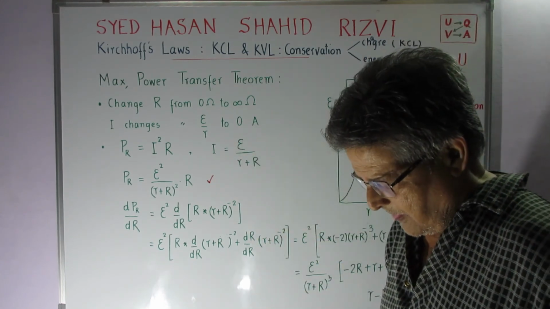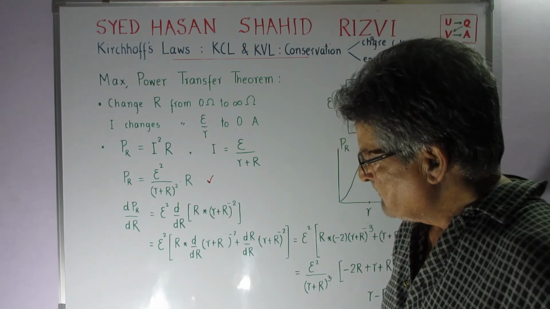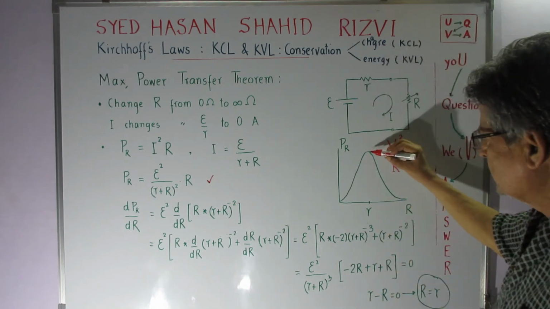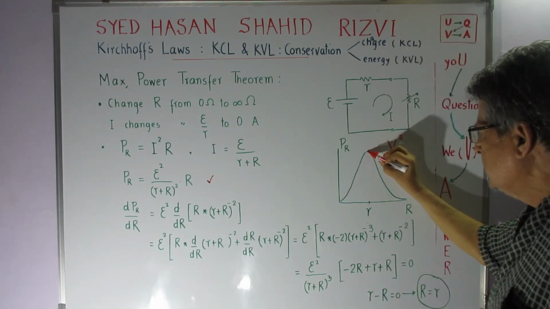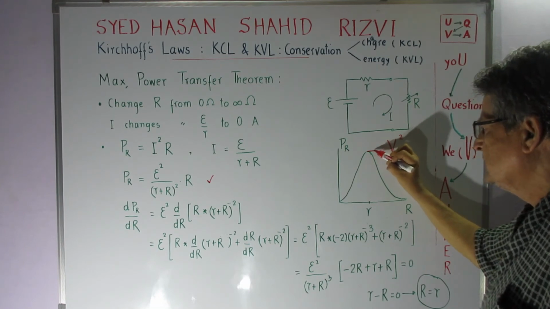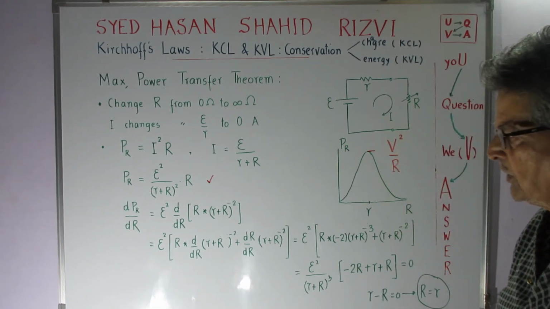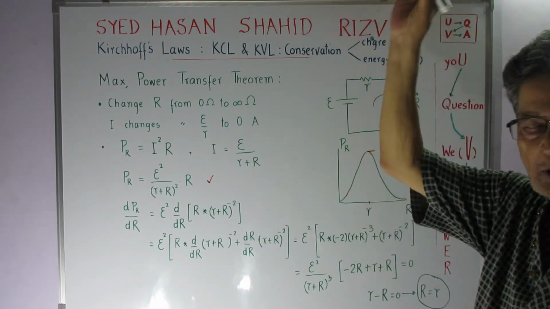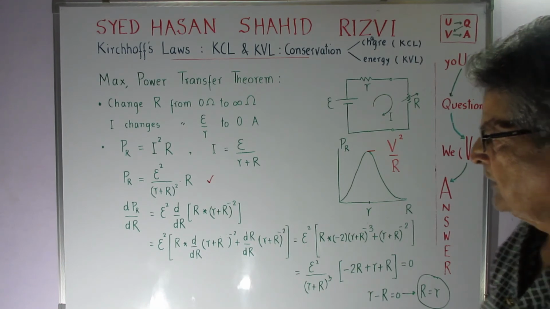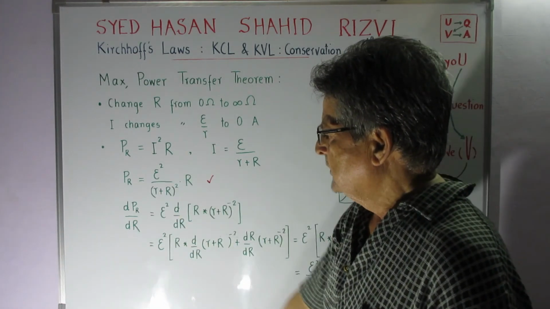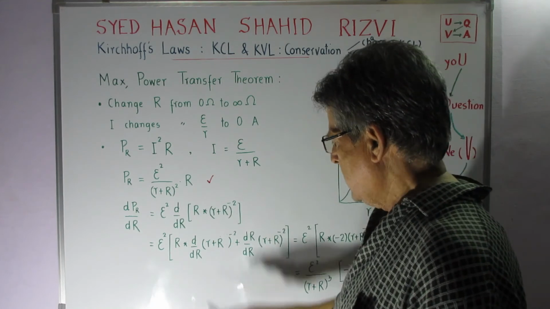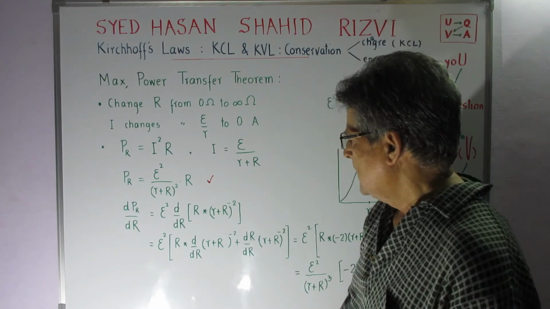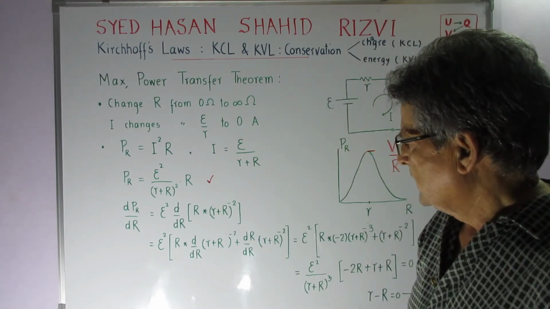Now you see that for maximum and minimum, like here there is a maximum, so dy by dx will become equal to 0. So the condition for the maximum and also for a minimum is that it is equal to 0. I have told you in the beginning. Okay, so let me write dP by dR, and I take E squared out, so d by dR of R into (R plus r) raised to the power of minus 2.